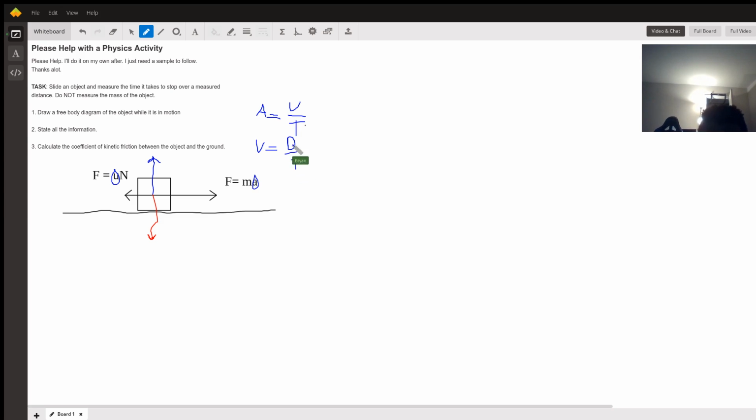In other words, if I were to combine these equations, acceleration is equal to distance, which is usually represented by an x, divided by time squared, right? So now you can use the distance and the time that you've calculated to find this a, and then plug that in here. Okay.